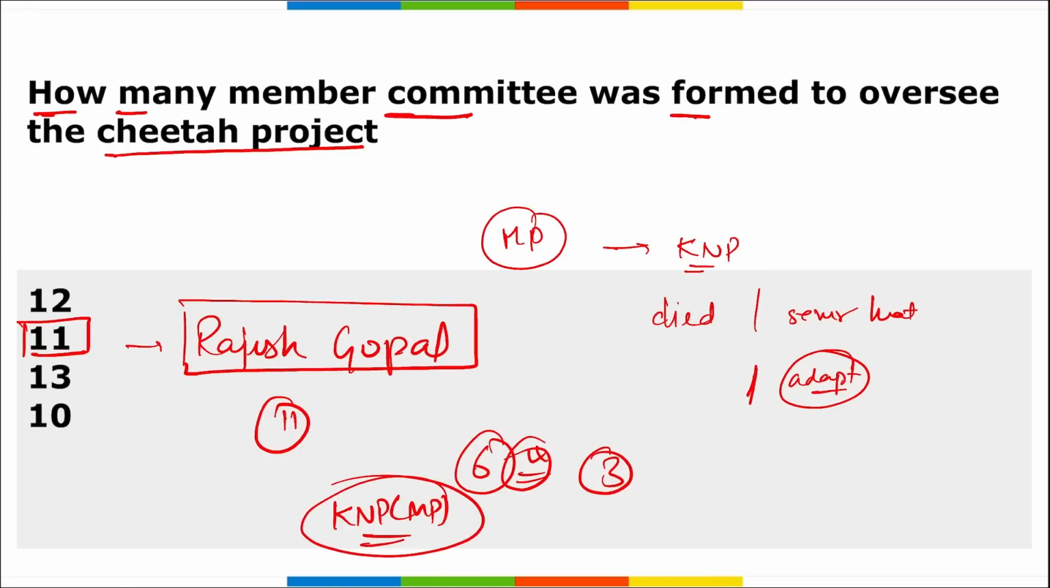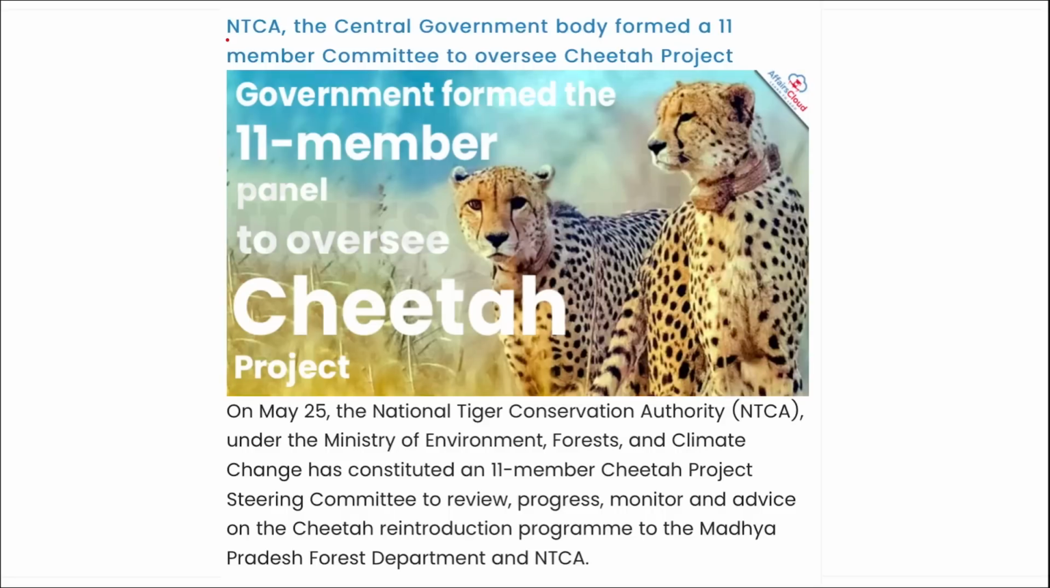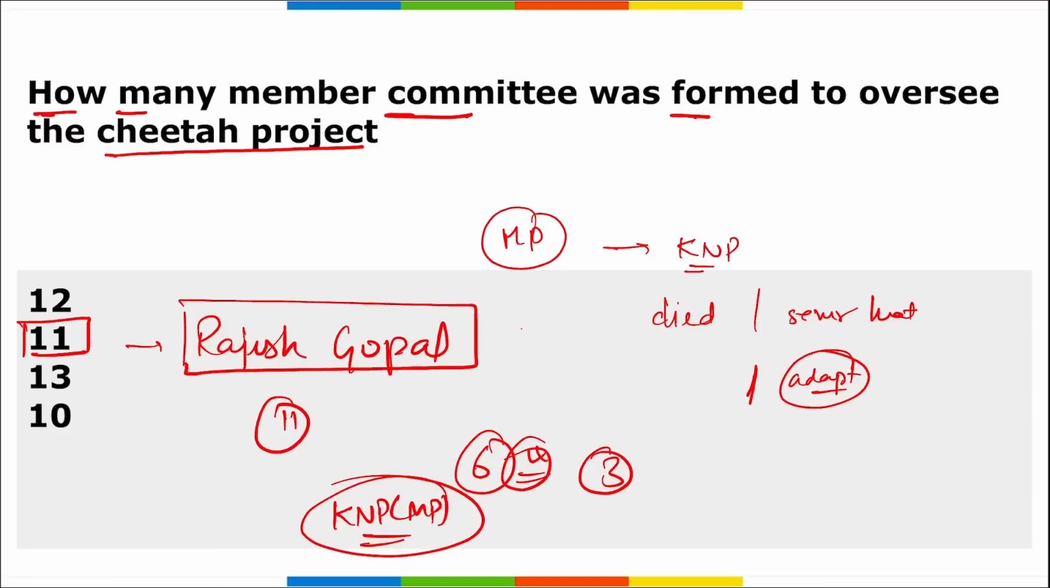Next. Here you can see the NTCA, the central government body, that is your National Tiger Conservation Authority under the Ministry of Environment, Forest and Climate Change, formed an 11-member committee that will be headed by Rajesh Gopal.